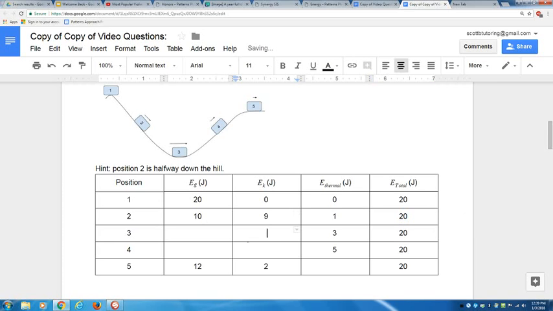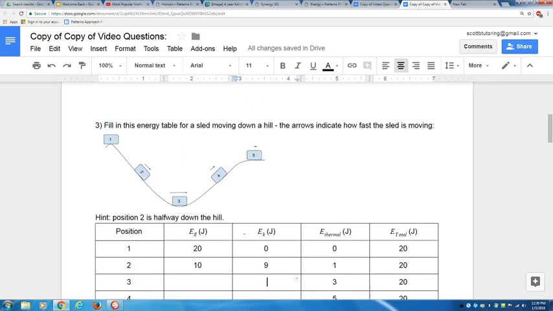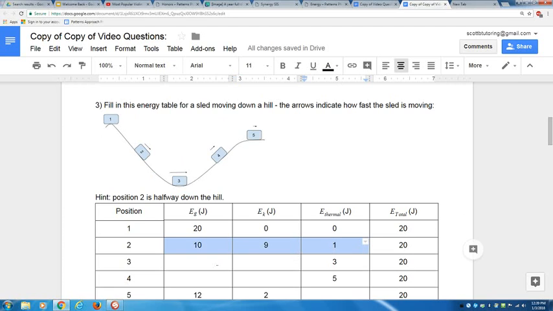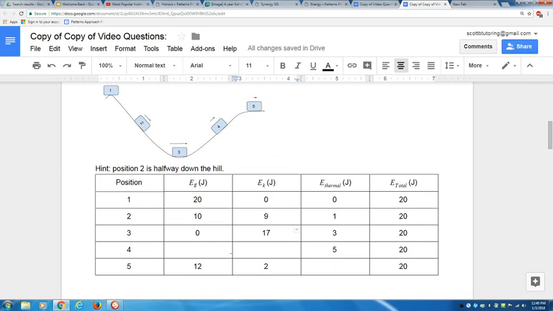So this must be a 9 here, right? We've got to add up to 20. And then at the bottom of the hill, the Eg is 0, right? It's at the bottom of the hill. It can't have any more potential energy. And so the rest of the energy must be kinetic. All right, and then position 4 is back at that same height as 2. They're on the same level, so it must have the same Eg. And the Ek isn't 9, though, because we've given more of our energy to heat. And so our Ek must be 5. And finally here, our Ek has to be 6, so that these all add up to 20.